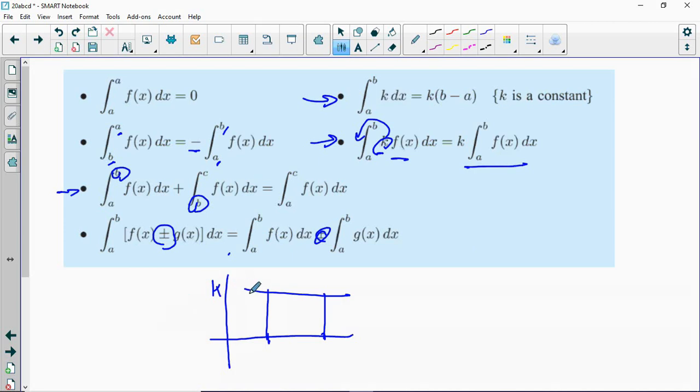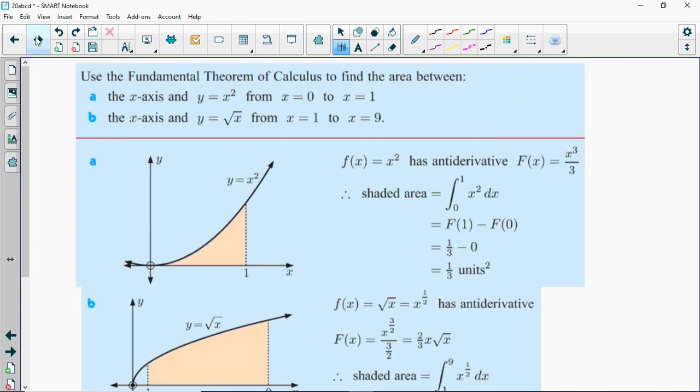If we've got a constant function, so a horizontal line, and we want to know the area in between 2 points, well, that area is clearly just going to be equal to the height, which is k, multiplied by the base, which if this is a and this is b, then that distance should be b minus a. So that does make sense geometrically. It also ends up making perfect sense once we see more of the rules in the next chapter. So let's just do a couple now.